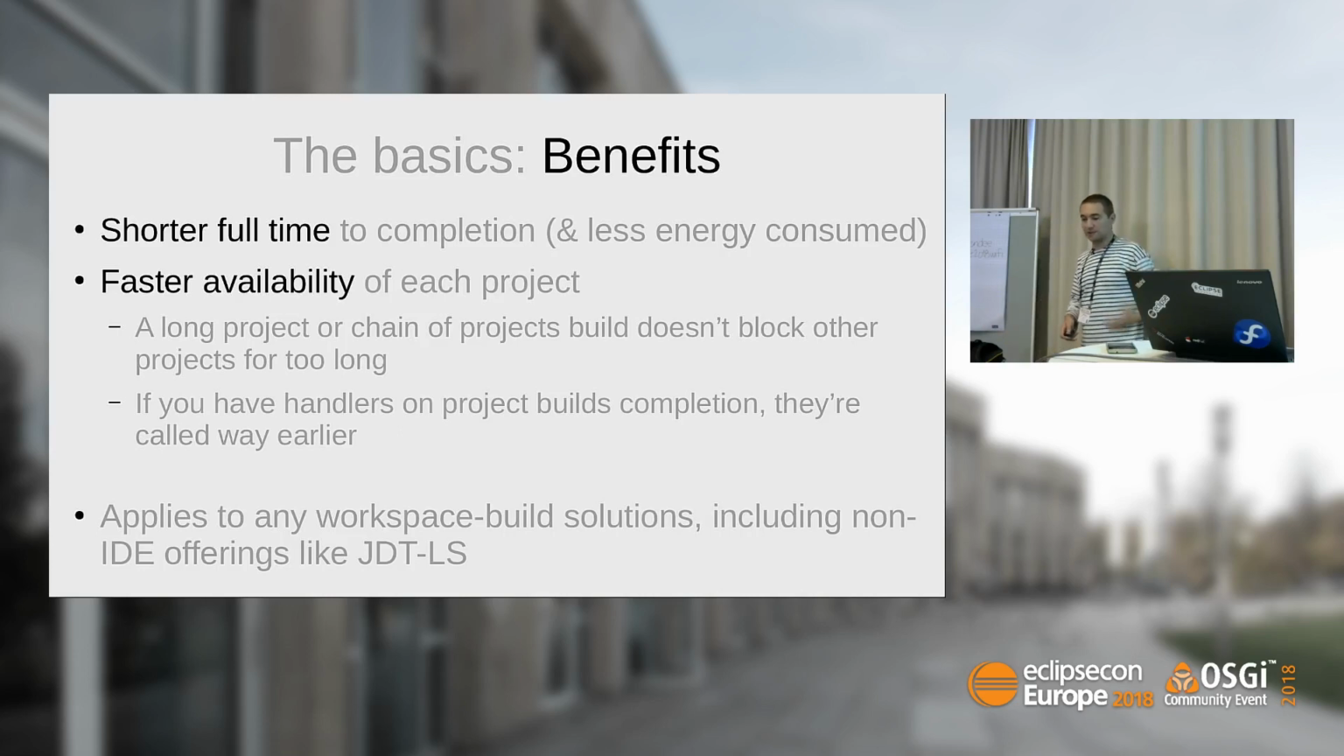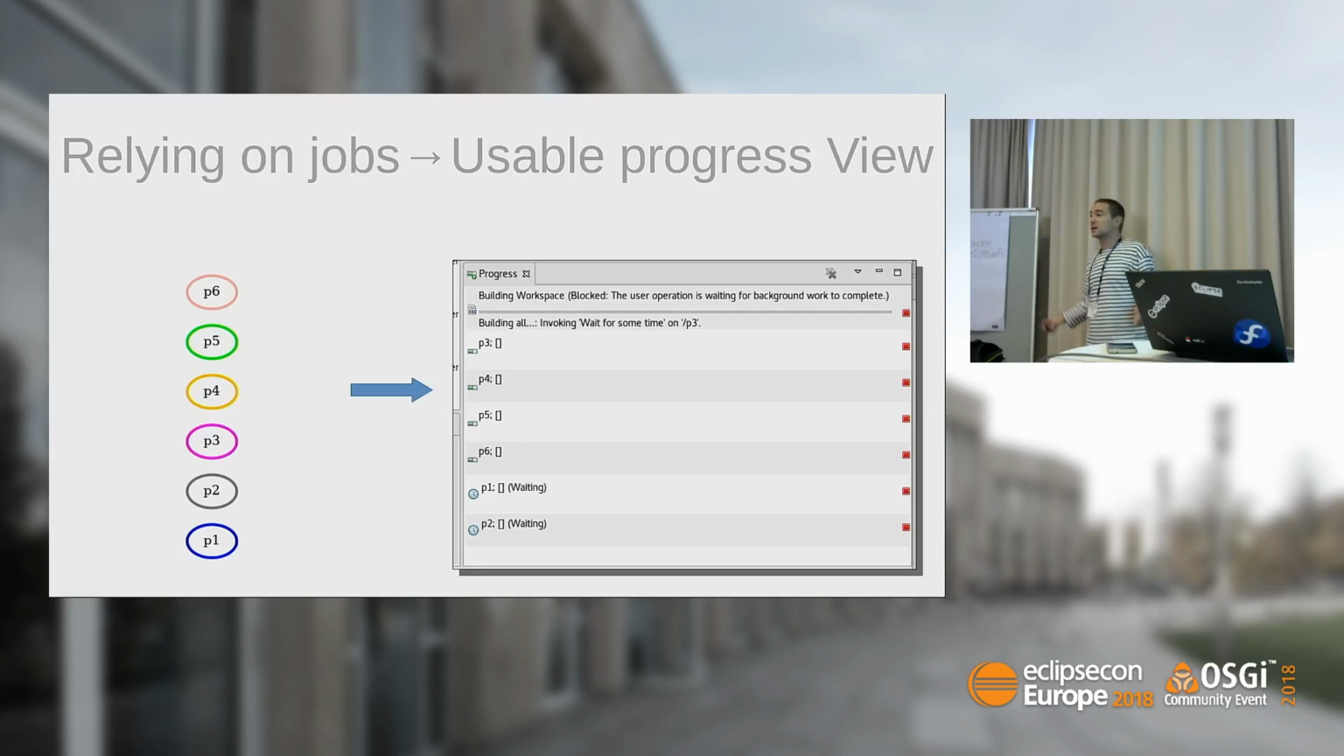Again, I want to repeat it again and again, it applies to any Eclipse RCP, with or without UI. It can be a headless RCP which uses the workspace. And this also applies, for example, to JDTLS. If you have your builder and your RCP application, it can apply to you. Since we rely on the jobs in the Eclipse IDE, we get a nice-to-have, which is a usable progress view. So if we run this build for the 6 projects, we can see that 4 of them are processing and 2 of them are waiting for processing. That's usable.